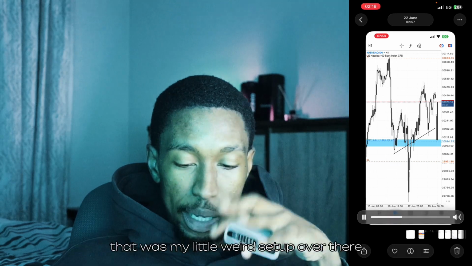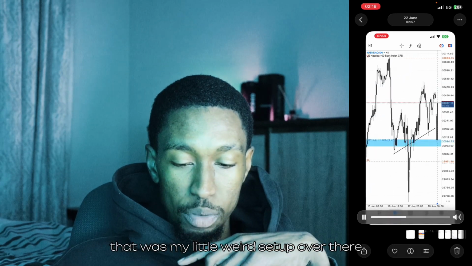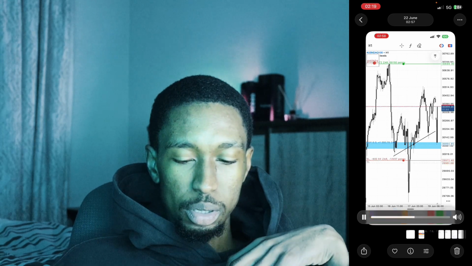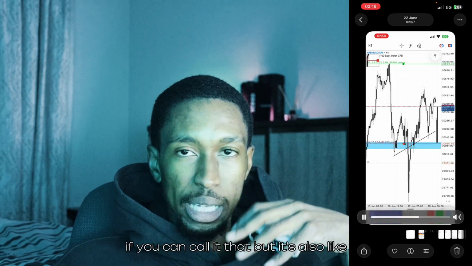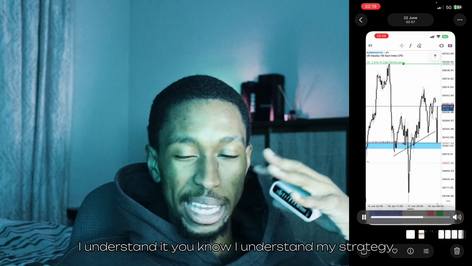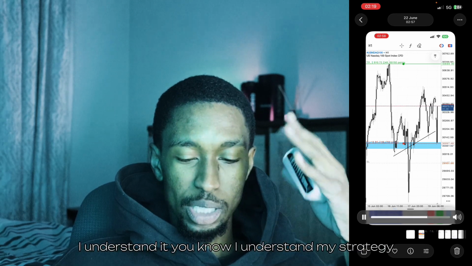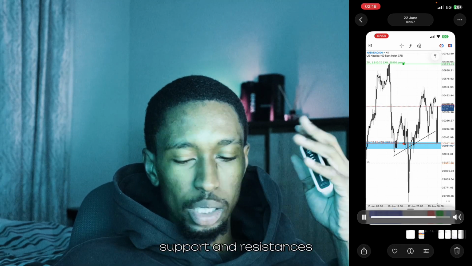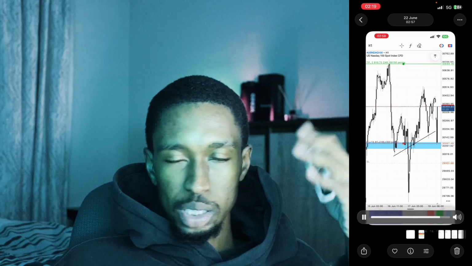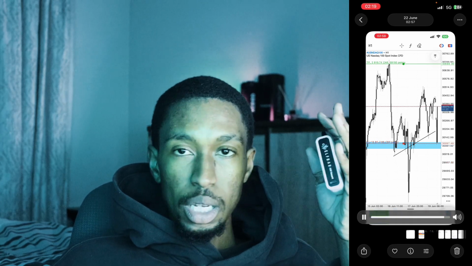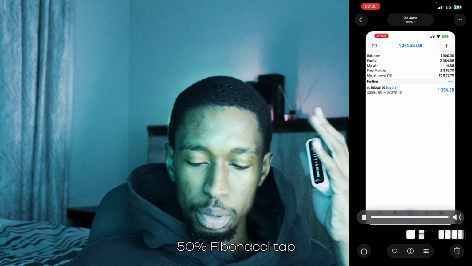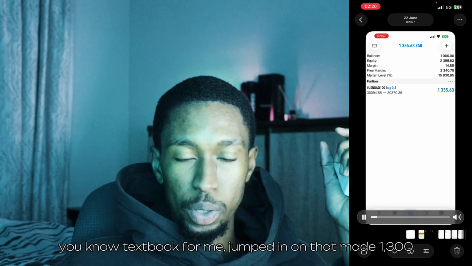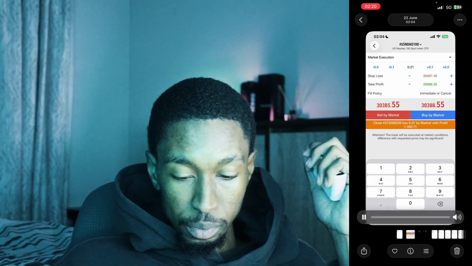So as you can see, that was my little weird setup over there. Pretty much like a breaker block setup, if you can call it that, but it's also a mixed breed setup. I understand my strategy. It's like breaker block setup mixed with the rally, base rally, support and resistance, inverse head and shoulders, 50% Fibonacci tap. Textbook for me. Jumped in on that, made 1,300.